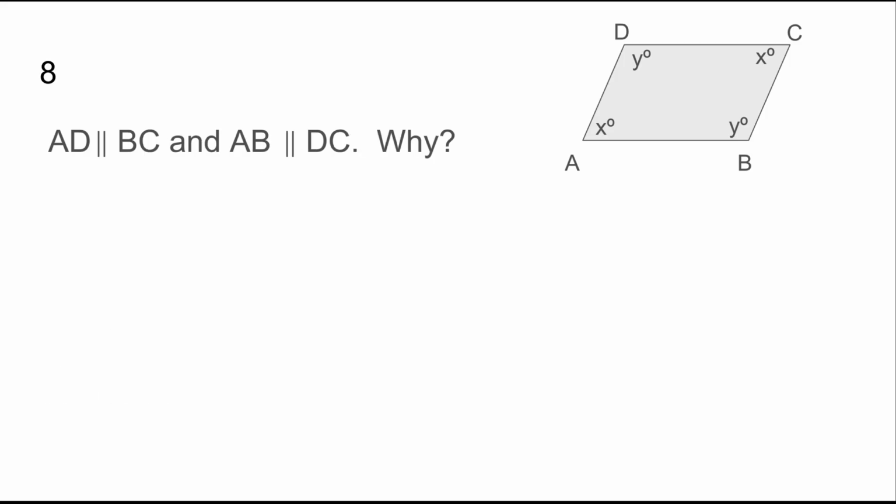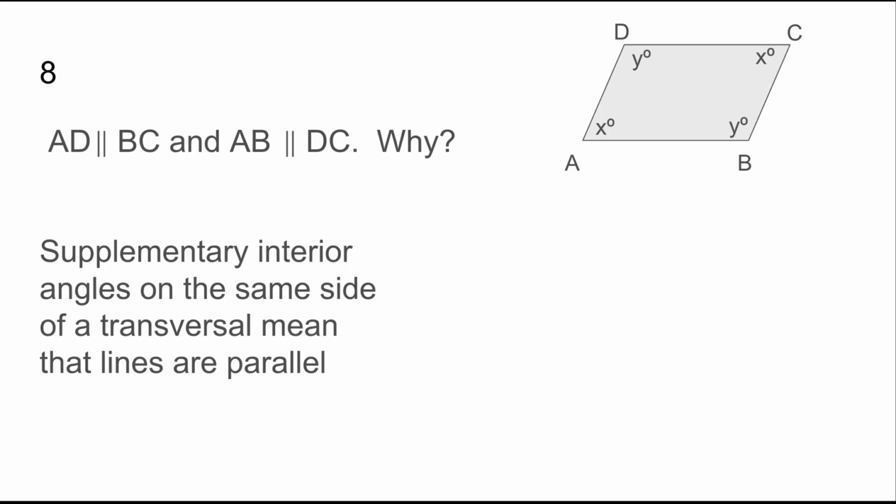Number 8, AD is parallel to BC. AB is parallel to DC. And so the opposite sides are parallel. The supplementary interior angles on the same side of a transversal mean the lines are parallel.